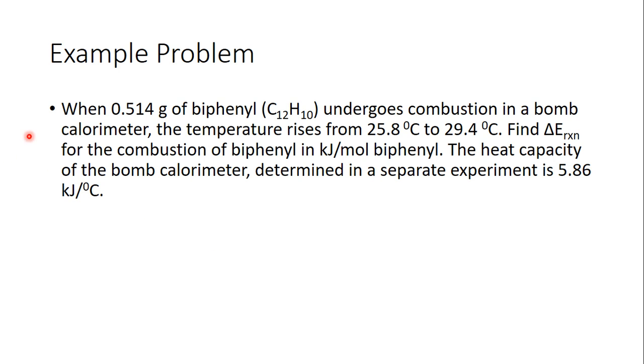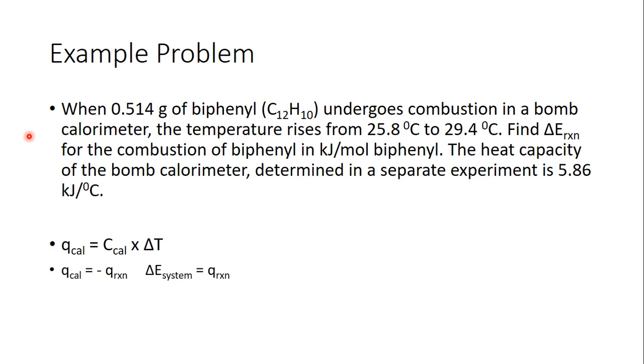Okay, so I have what looks like a complicated problem, but it's not too bad. 0.514 grams of biphenyl, and we blow it up in a bomb calorimeter. The temperature in our surroundings rises from 25.8 degrees centigrade to 29.4. So for this, find delta E reaction of the combustion of our biphenyl in kilojoules per mole of biphenyl. The heat capacity of the bomb calorimeter, in a separate experiment, we determined is 5.86 kilojoules per degree centigrade. So look at the equations from the previous slide, see if you can work this out. Come back when you have an answer.